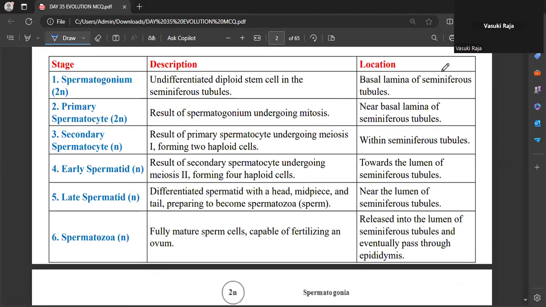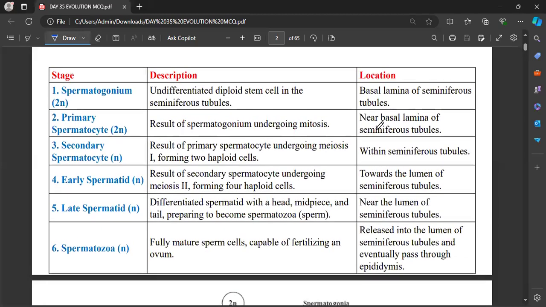See, this is somewhat related to the process of spermatogenesis. Here, what will be the stage? Spermatogonium. What is spermatogonium? When it comes to spermatogenesis and oogenesis, you should know these terminologies. What is sperm? What is spermatozoa? And what is spermatid? And what is secondary and primary spermatocyte? You have to be aware of these terminologies. See, what is spermatogonium?